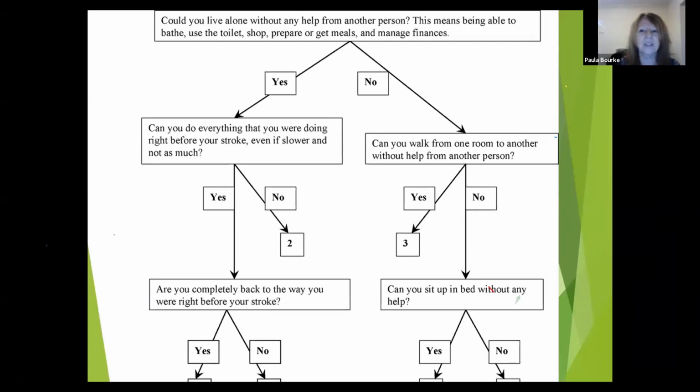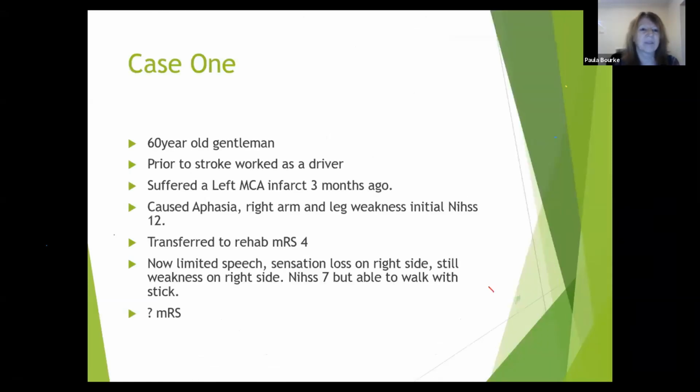I'm going to ask you the questions now. You've got to talk to these patients through. So, case 1, a 60-year-old gentleman. Prior to a stroke, he worked as a driver. He suffered a left middle cerebral artery infarct 3 months ago. It caused aphasia, so he couldn't speak, and right arm and right leg weakness. Initially, his NIHSS was 5, which is another scale that I'll show you later. Transferred to rehab, his modified Rankin score was 4.